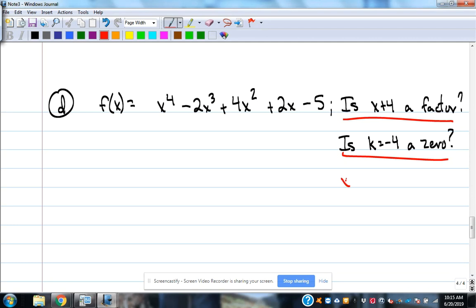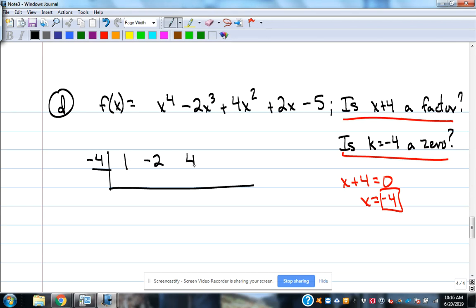The reason is because when we set x plus 4 equal to 0 and solve it, we get -4. And we know that when we do synthetic division, that -4 is what's going to go on our shelf up here. And if we get a remainder of 0, then we know -4 is an x-intercept. We know x plus 4 is a factor of that big polynomial. If we get anything other than 0, then we know it's not, and it didn't help us any. So we're going to have 1, -2, 4, 2, -5.